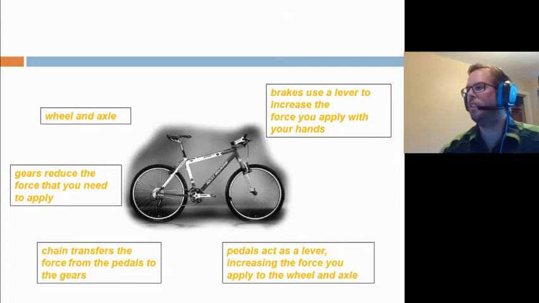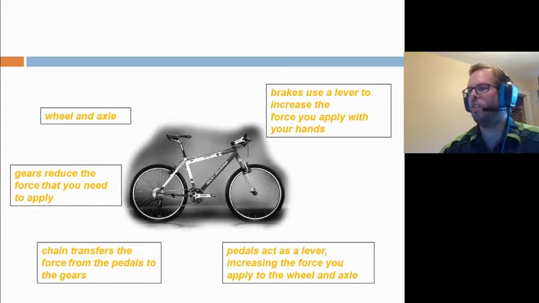The wheel and axle, of course, is a system to allow the bike to move, and it's a simple force multiplier. It makes the ease of movement much easier. The pedals act as a lever, increasing the force you can apply to the wheel and axle. So the pedals, this is the lever here. Where your foot sits is the one part. This is the effort. And then you have the fulcrum, which is over here. And then on the inside is where the effort is. The effort is going on the sprocket here.